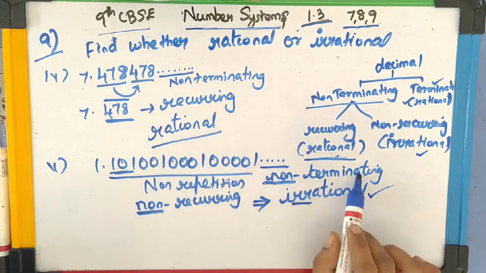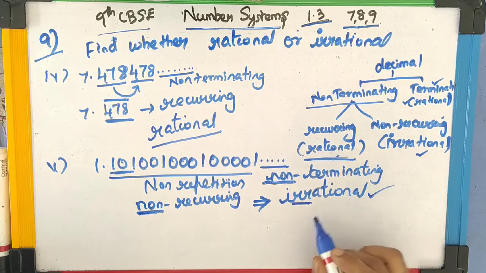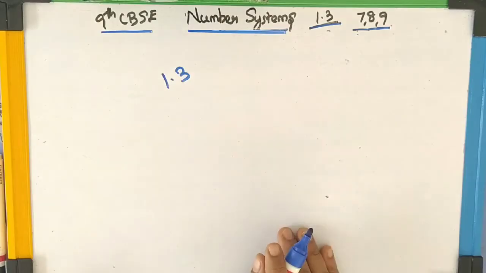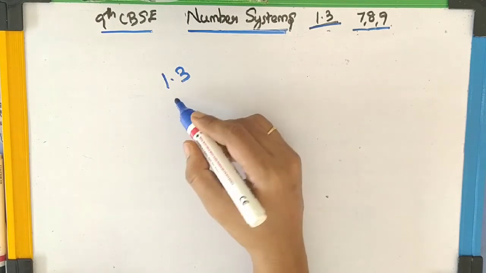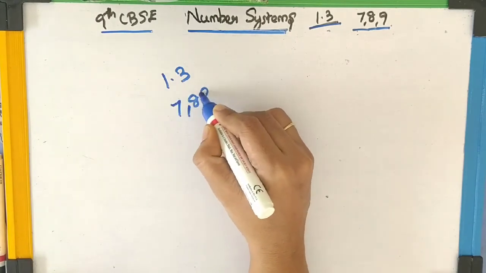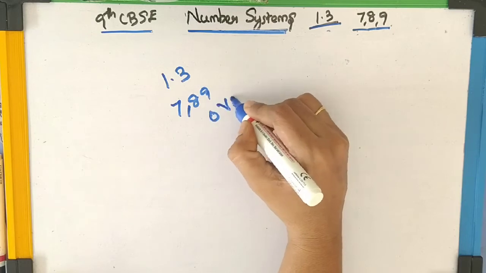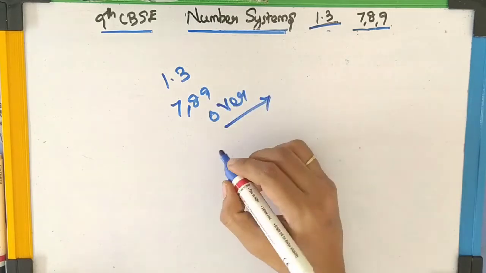What is another irrational number we have seen in that question? It's not a perfect square too. So with this, exercise 1.3 questions 7, 8, 9 are over.